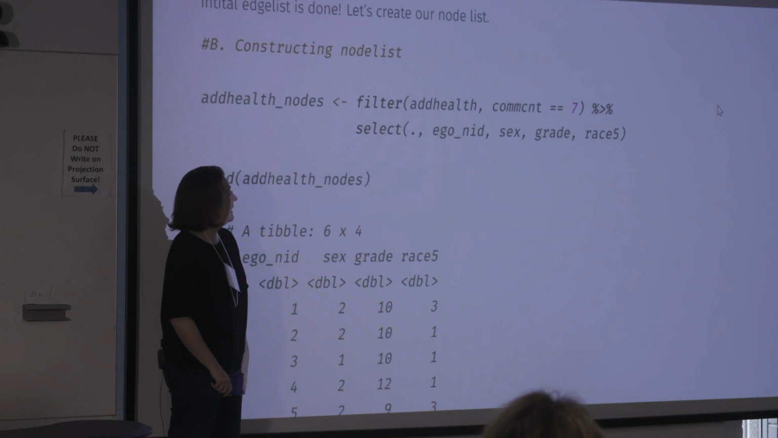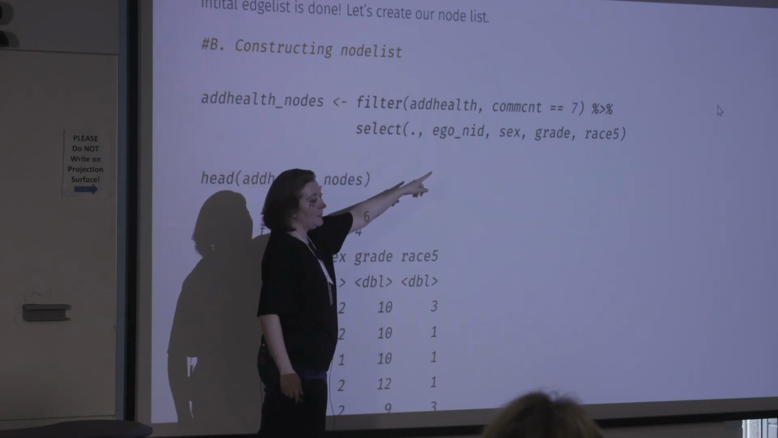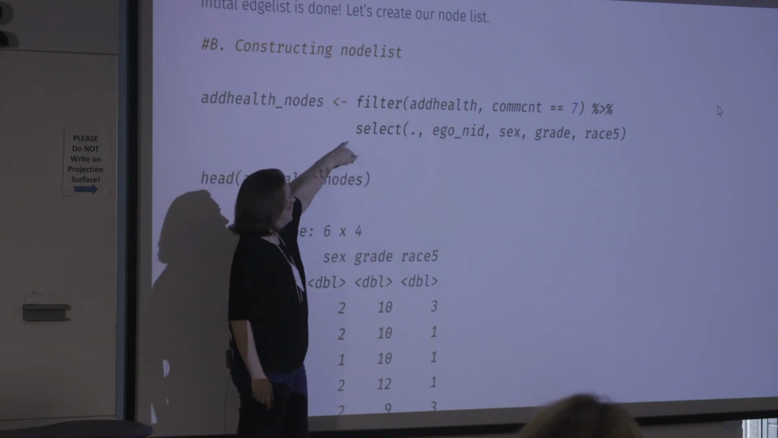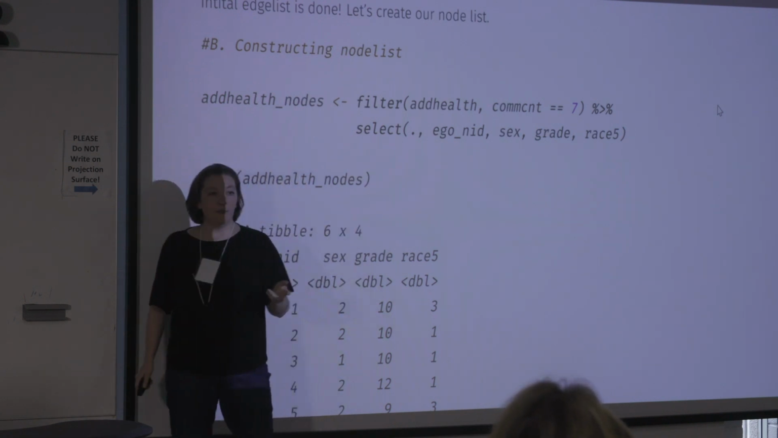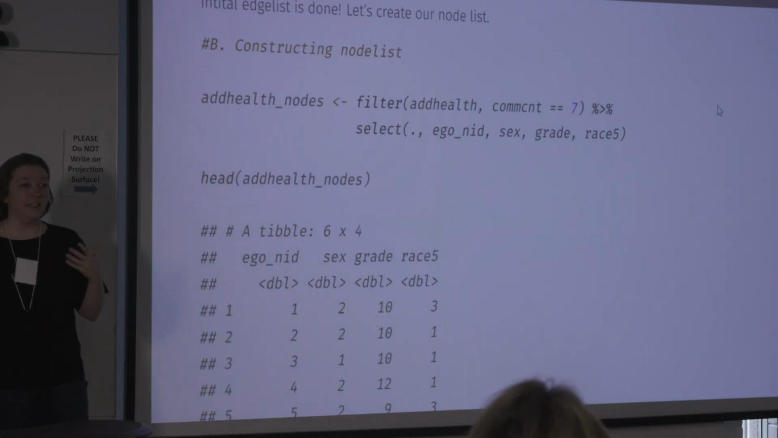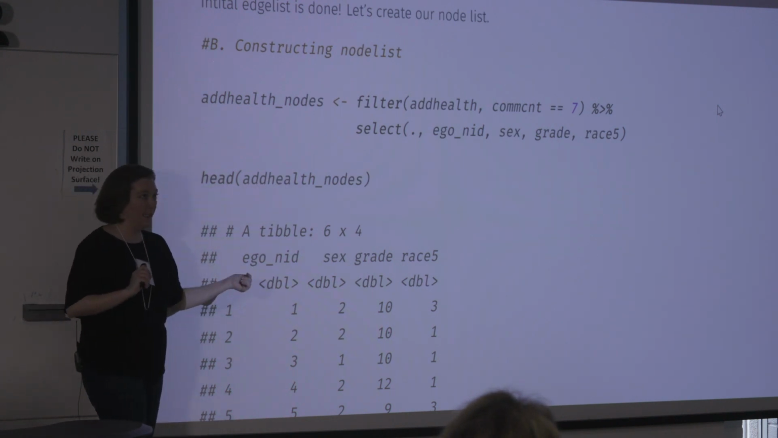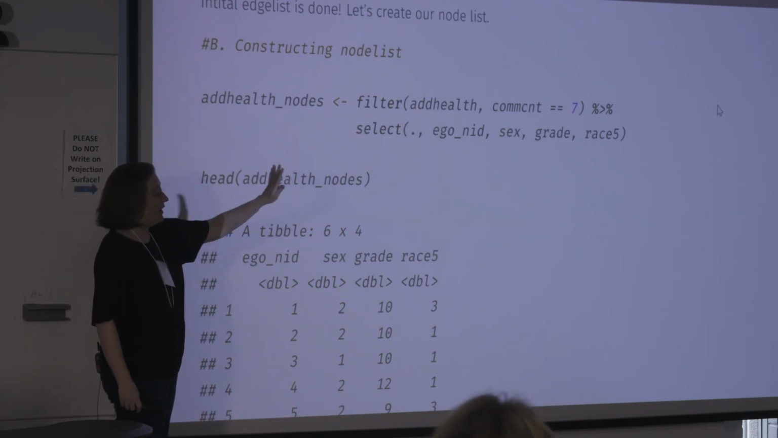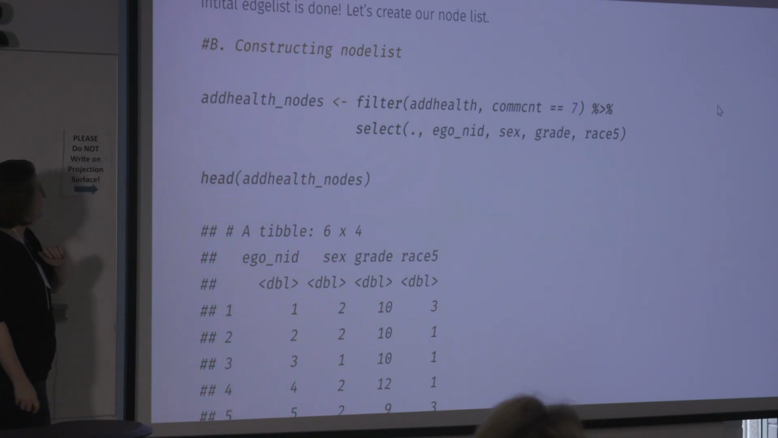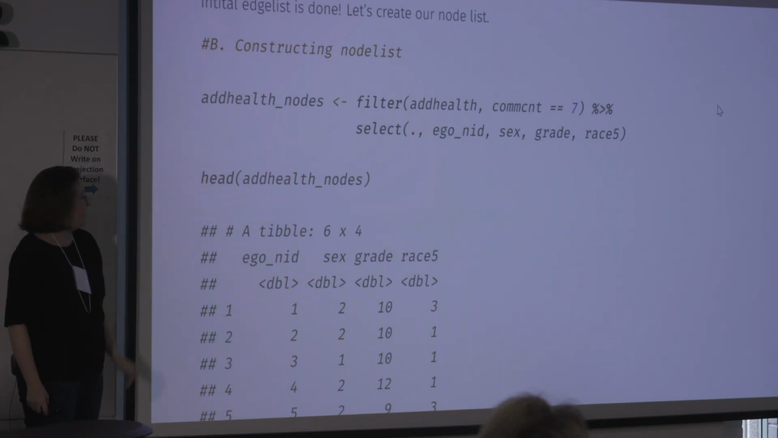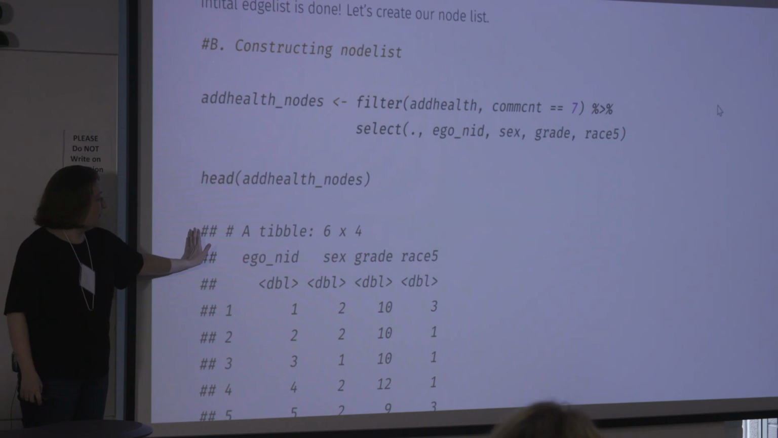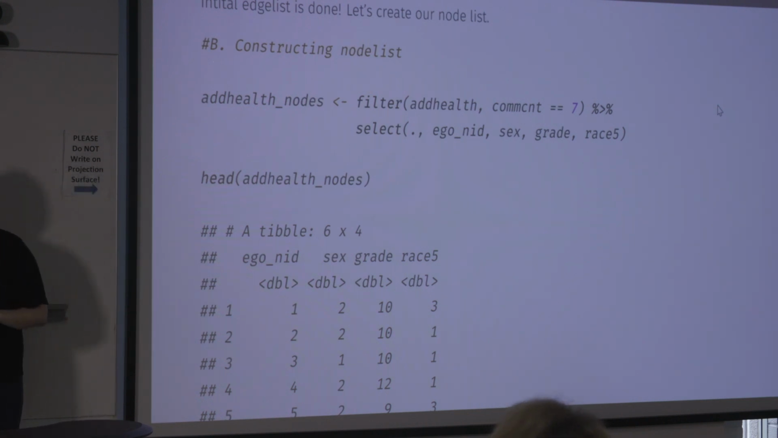original data set again, make sure that I only keep people in school 7, and then I'm going to only select the variables that I know I want to use in this analysis or that I want to have in my actual network object. So I'm keeping their ID numbers to make sure it matches the edge list, their sex, grade, and whatever race they have identified as. And then just checking again that it's done what I want it to do, having a smaller little node list that matches my edge list.